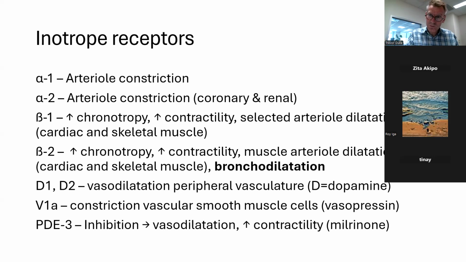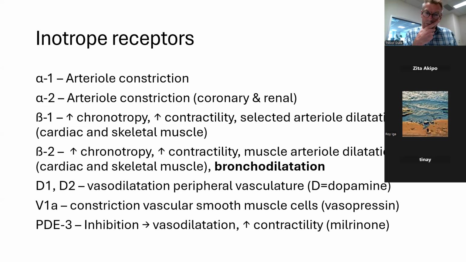So Ventolin or salbutamol leads to bronchodilation because of the stimulation of beta 2 receptors, but they also increase chronotropy. So that's why when you put a child on salbutamol, their heart rate goes up. It also increases their contractility, and they get muscular arterial dilatation, again, not so advantageous, but some cardiac or skeletal muscle arterial dilatation as well.